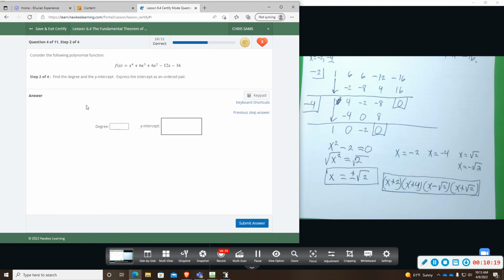All right, so part 2, we want to find the degree. So the degree here is easy. It's already in standard form, so I can just write my degree as 4. And then my y-intercept is just my constant term, because if you plug in a 0 for all the x's, all of these will cancel out, and you'll be left with negative 16. So we get 0, comma, negative 16.